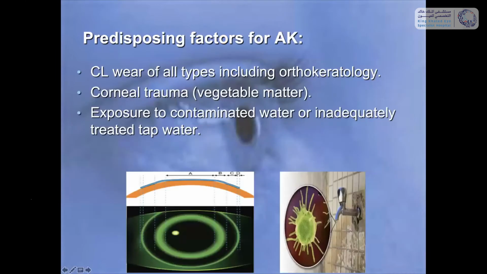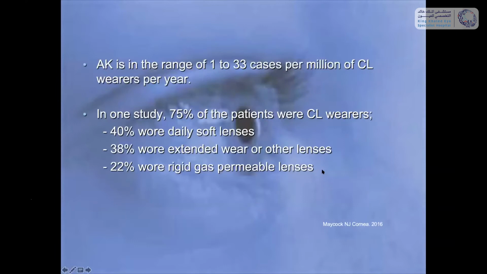So what are the predisposing factors for Acanthamoeba infection? As you know, contact lens wear of all types, including orthokeratology, is a main risk factor, but it is not the only one. Corneal trauma due to vegetable matter, exposure to contaminated water, or inadequately sterile water or tap water. All these are risk factors for Acanthamoeba infection.